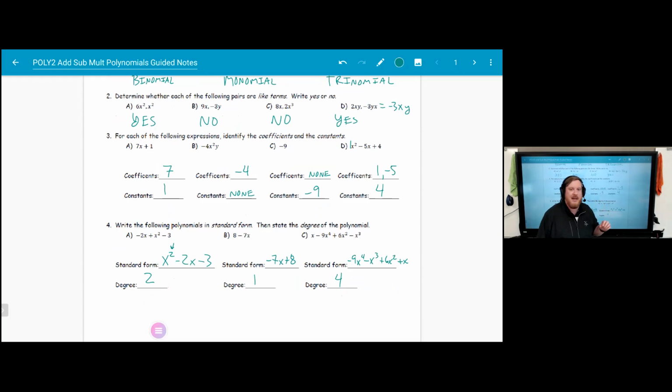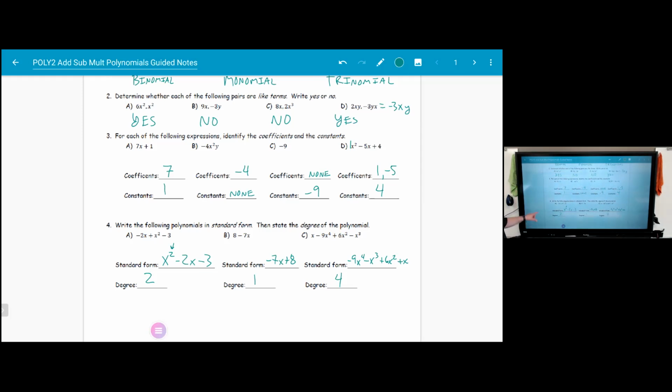We have 2 coefficients for D. I hope you picked up on that. We have 2 different variables. We have one variable, but with different exponents. We have 1x squared, so we have coefficient of 1. We have -5x, a coefficient of -5, and our constant is just 4. That's a value without a variable.